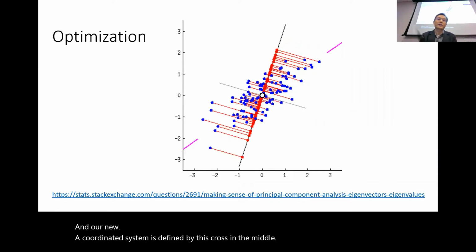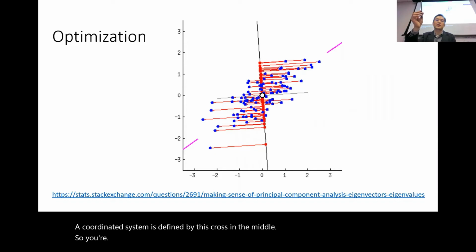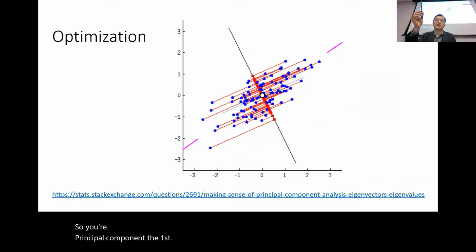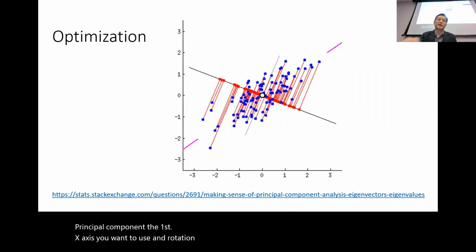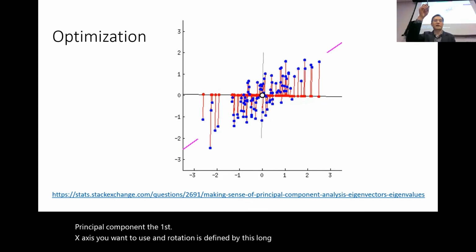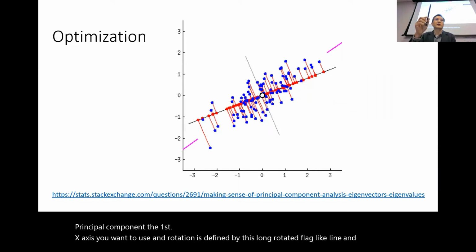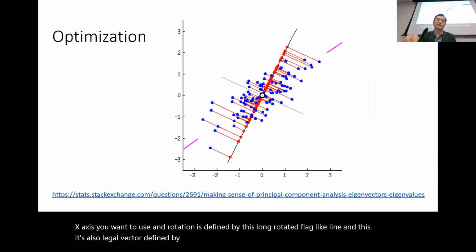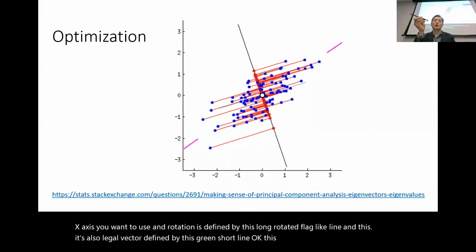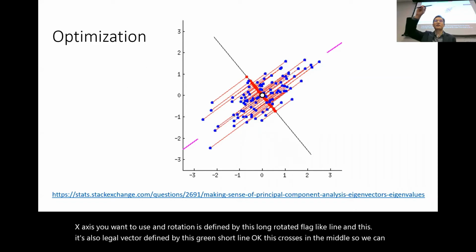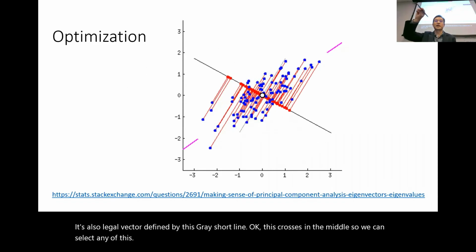So your principal components, the first x-axis you want to use, and the rotation is defined by this long rotated black line, and its orthogonal vector defined by this gray short line, okay? This cross in the middle. So we can select any of this along the rotation.